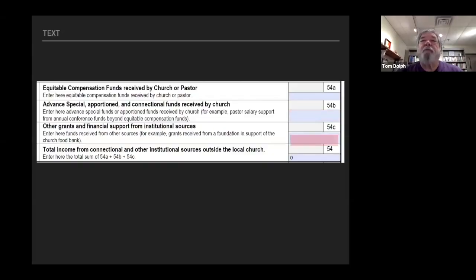If you receive grants or funds from other institutions, let's say you applied to a foundation and they gave you money, or a non-religious foundation gave you money for something, it would go in this category. And I spoke too soon earlier. This is the total that should line up on the fund balance report.